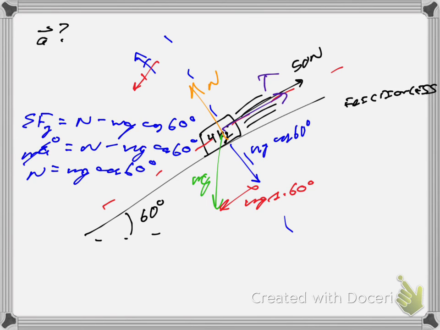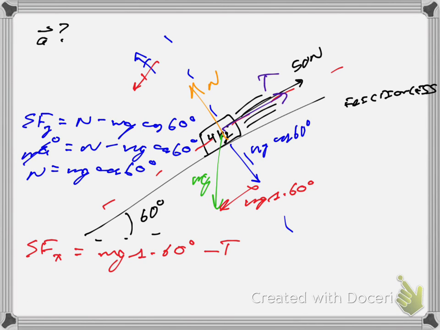It's kind of going to be like that for the majority of the problems, but again, follow the process in case they throw me a curveball. All right, so n is mg cosine 60. Again, since there's no friction, honestly, I don't really care about that, but we're just showing this process.